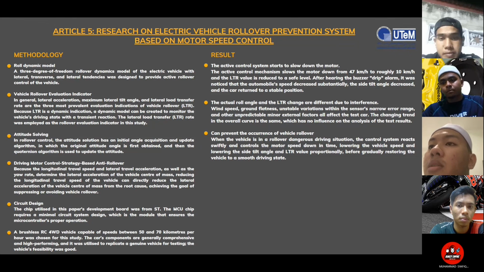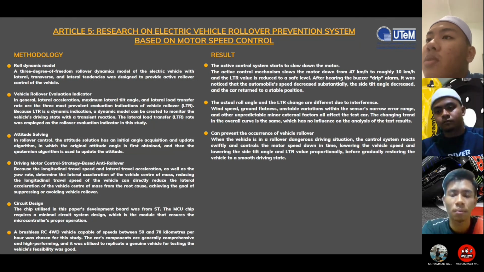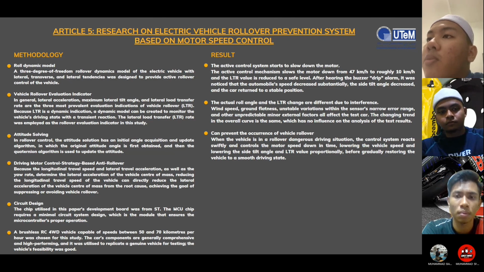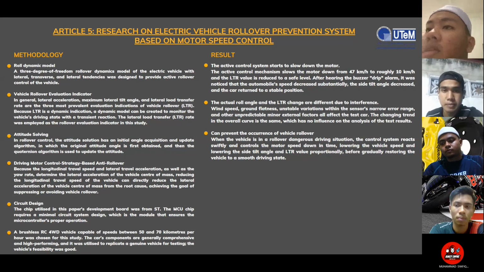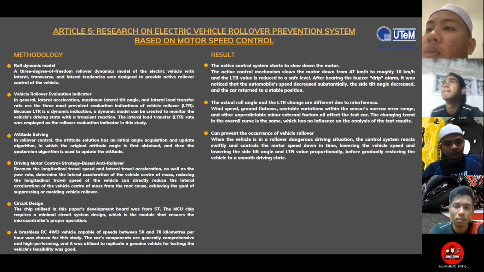Okay, for the result, the active control system starts to slow down the motor. That is the first. The active control mechanism slows the motor down from 47 km per hour to only 10 km per hour, and the LTR value is reduced to a safe level. The second is the actual roll angle and the LTR change are different due to interference. The changing trend in the overall curve is the same, which has no influence on the analysis of the test result. The last is it can prevent the occurrence of vehicle rollover.